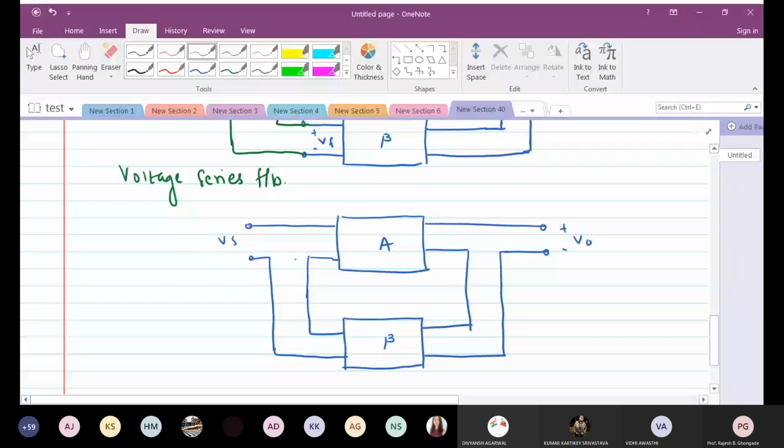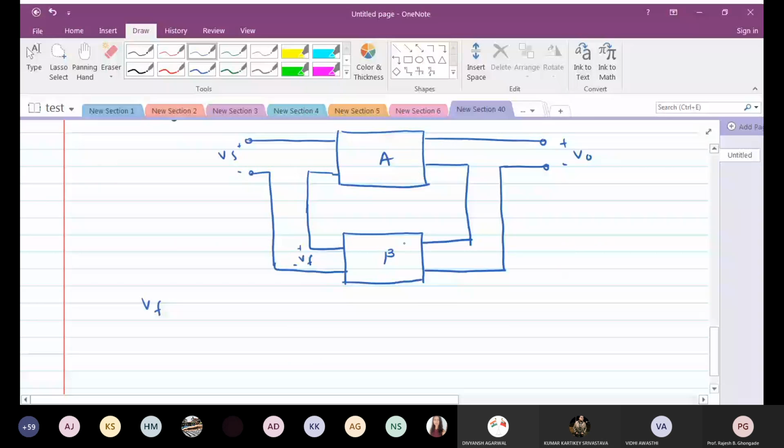Series. Okay, series. On this side we have already recognized this as series, fine. But here some change is there. Here you will see that VF is not proportional to V out. But it is proportional to what? I out. Very, very important. So this becomes current series feedback.